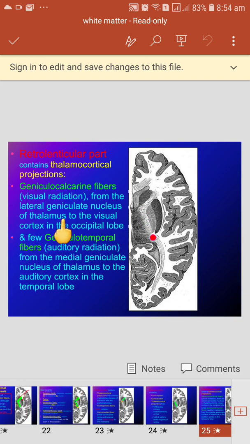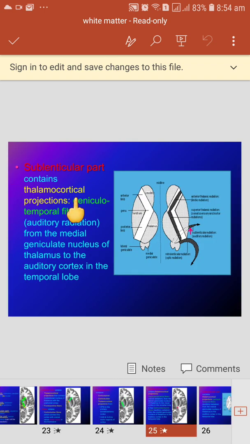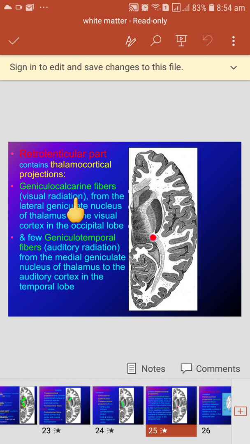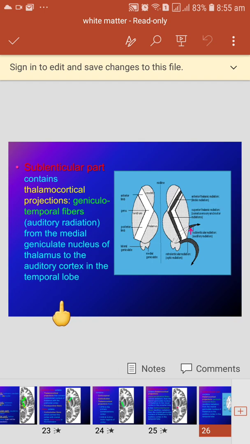Then we have the retrolenticular part of the internal capsule, which contains the thalamocortical projection fibers. They have the geniculocalcarine fibers which form the visual radiation from the lateral geniculate nucleus of the thalamus to the visual cortex in the occipital lobe, and a few geniculotemporal fibers which form the auditory radiation from the medial geniculate nucleus of the thalamus to the auditory cortex in the temporal lobe.